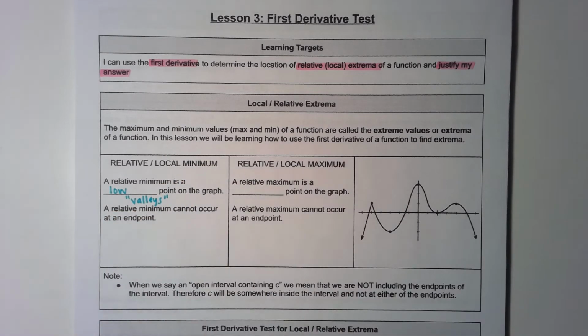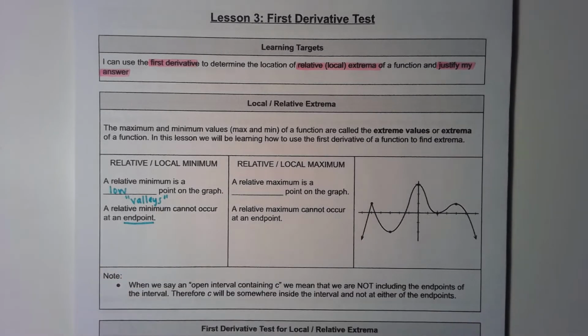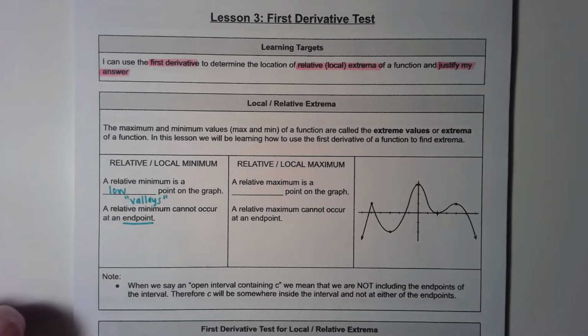in the graph. Now, a relative minimum cannot occur at an endpoint of the graph. Later on in this unit, we're going to be learning about what are called absolute maximums and minimums, in which case those could occur at an endpoint. So the reason that I'm pointing out right now that a relative or local minimum is never going to occur at an endpoint is to clarify the difference between a relative minimum versus a global or absolute minimum.